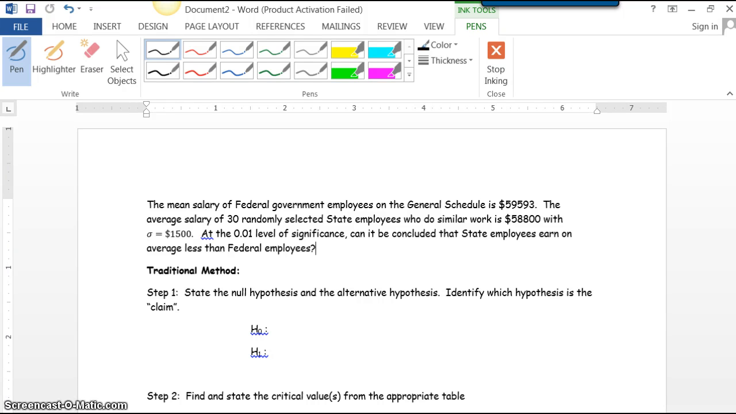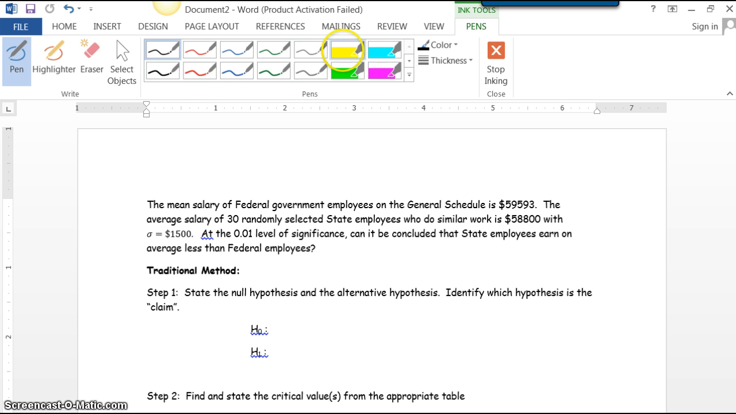This is a hypothesis test for mu using the traditional method. The mean salary of federal government employees on the general schedule is $59,593, and the average salary of 30 randomly selected state employees who do similar work is $58,800, with a population standard deviation of 1,500. And they want to know, at the 0.01 level of significance, can it be concluded that state employees earn an average less than the federal employees?